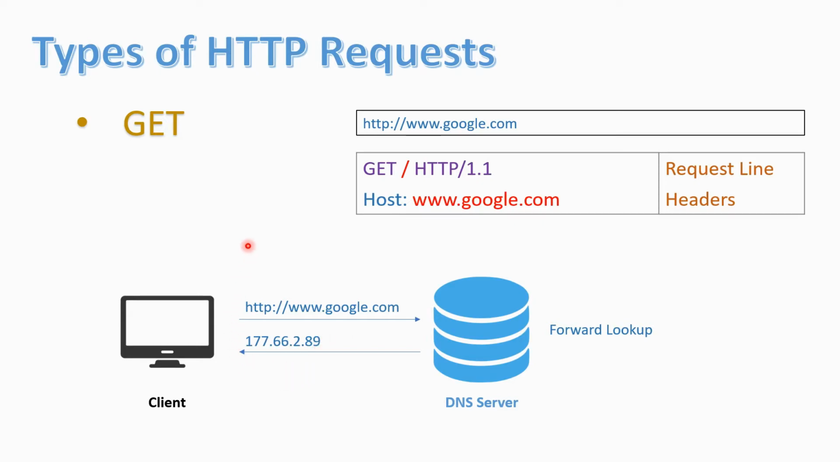Now for the port part, some ports are already specified: HTTP has port number 80, HTTPS has port number 443, and FTP has port number 21. So once the DNS server sends back an IP address, the TCP connection is established and the Google website can be loaded from the response.